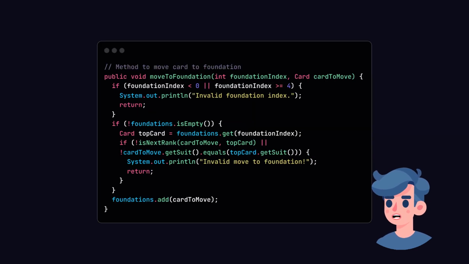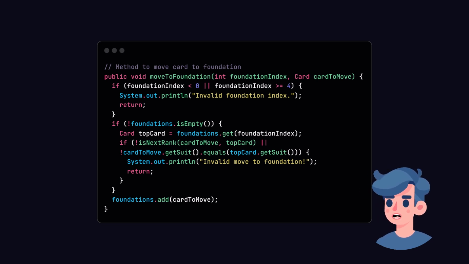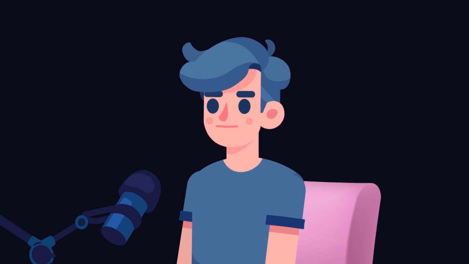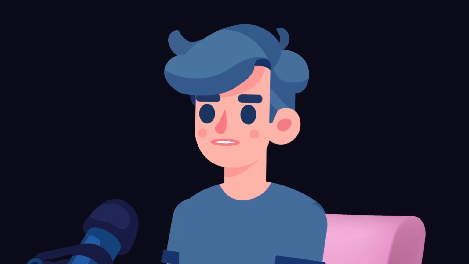Let's implement functionality for the foundation piles. As you may know, in Solitaire, players build each foundation in ascending order of cards of each suit. Thus, we will need some methods to manage these foundations. This moveToFoundation method checks whether a card can be added to a foundation pile. It validates against the existing top card of the foundation.